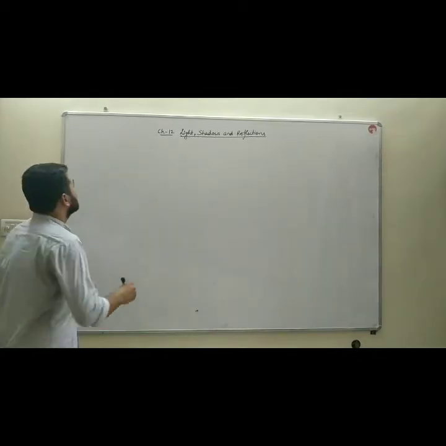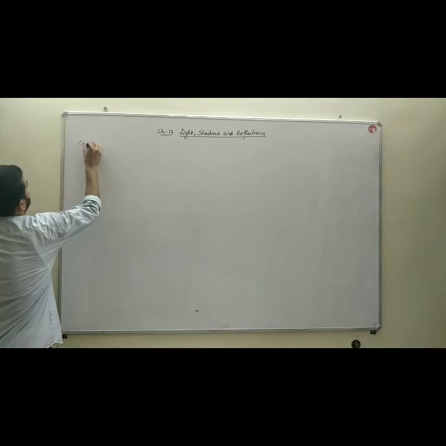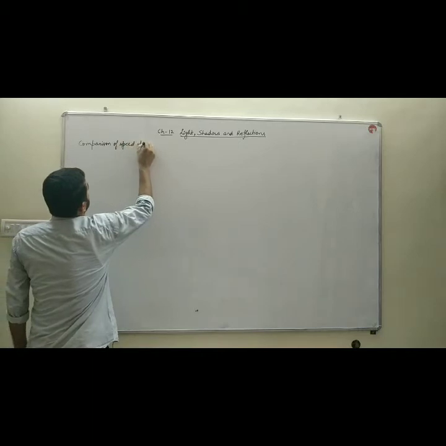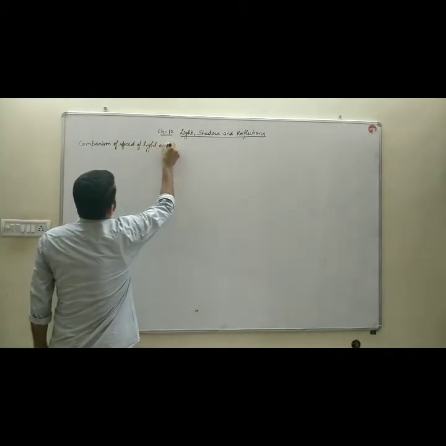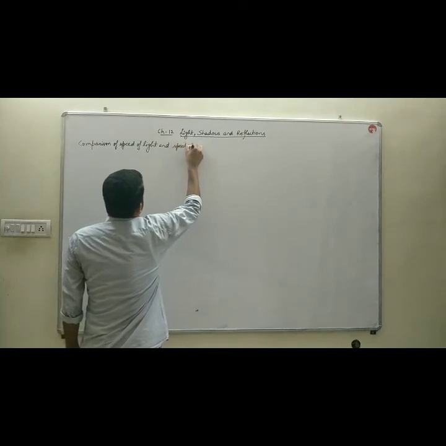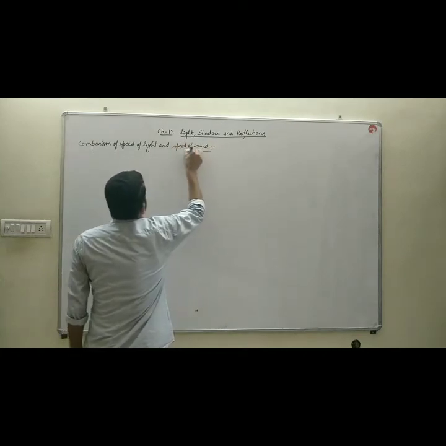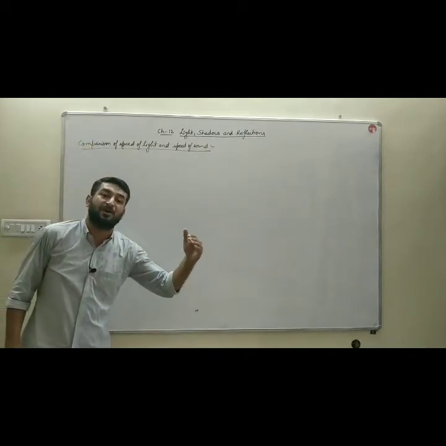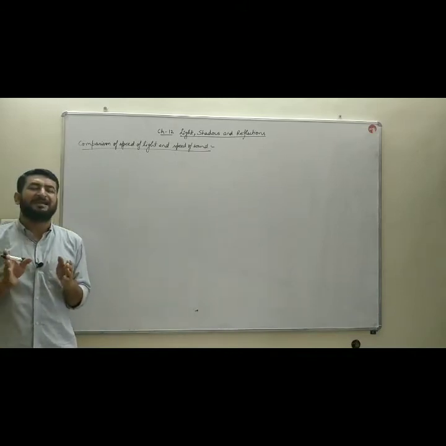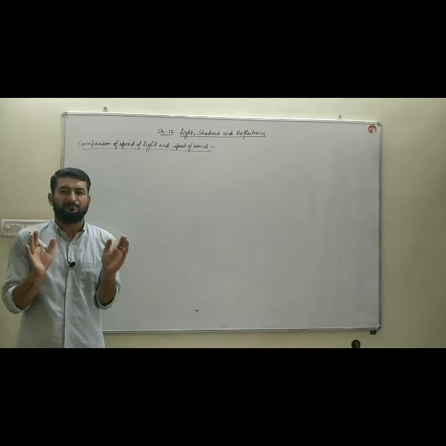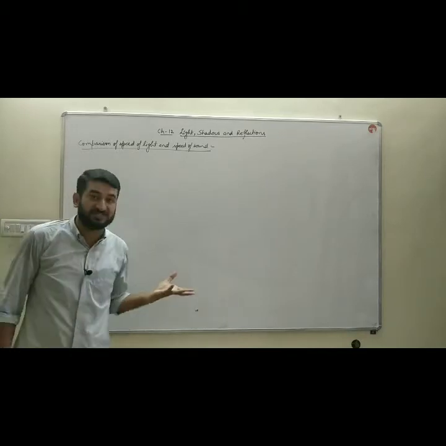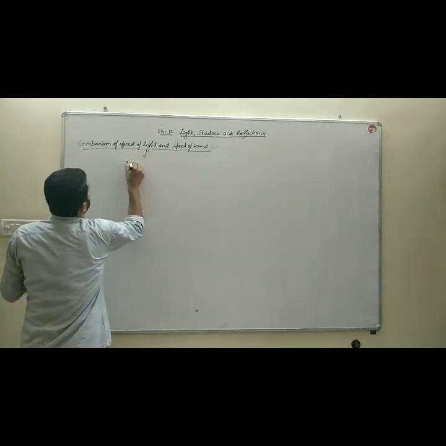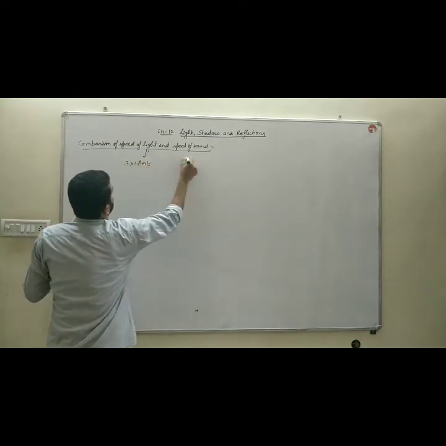Next we have the comparison of speed of light and speed of sound. There is one question related to this comparison in your book, and that question is why we see the lightning first and then hear the thunder later on. During a rainy day, thunder and lightning are struck at the same time, but we see the lightning first and then hear the thunder later on, because the speed of light is quite high as compared to the speed of sound.